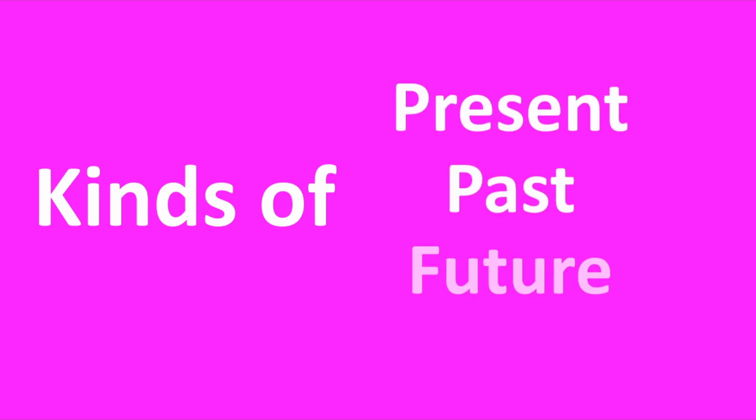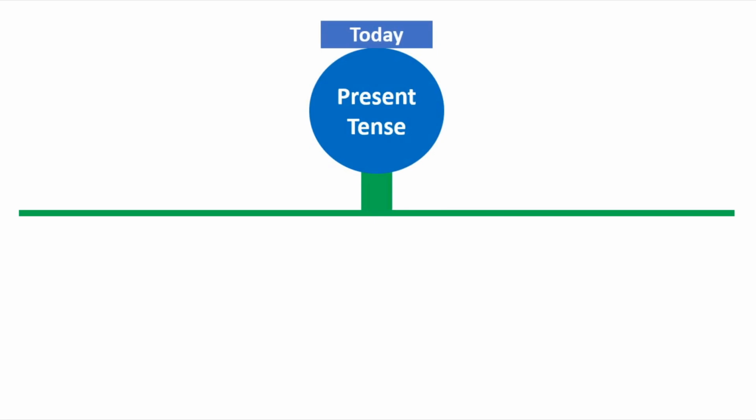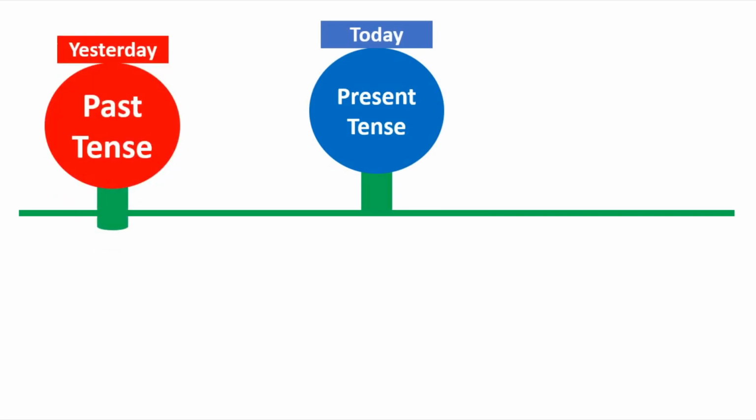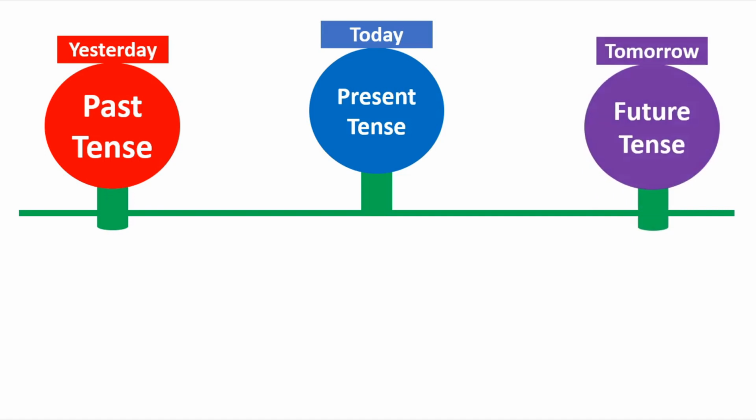Now, let's talk about kinds of tense. There are three kinds of tense: present, past, and future tense. Now, the representation of tense on a timeline. Today is present tense. Yesterday was past tense. Tomorrow will be future tense.